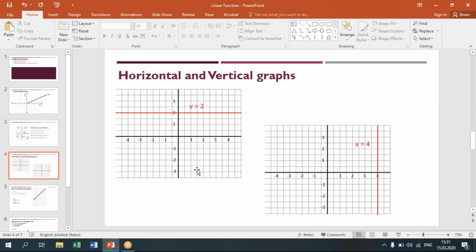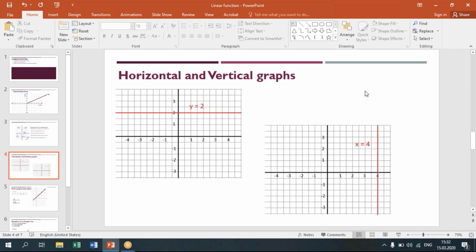Horizontal and vertical graphs. For example, you will have an equation like y is equal to 2. It means you have to find this point on y-axis. It's here, 1, 2. Also, it's positive. We know that positive values for y-axis should be up, 1, 2. Then, after you show this point, you have to draw the line through this point, and it will be the graph for this equation y is equal to 2. Also, you have to know that y-axis is the vertical line, but the graph will be horizontal, as you can see.